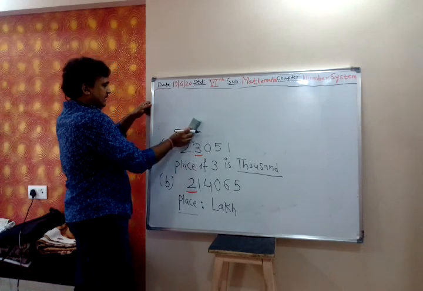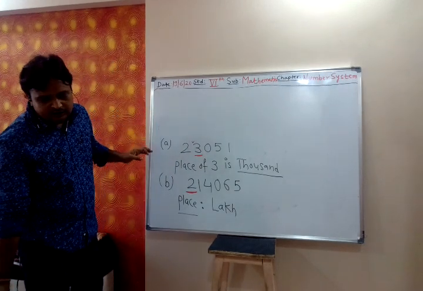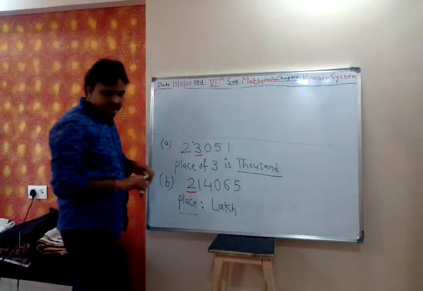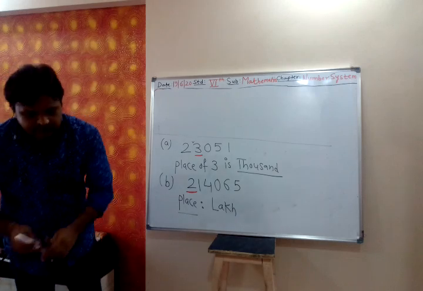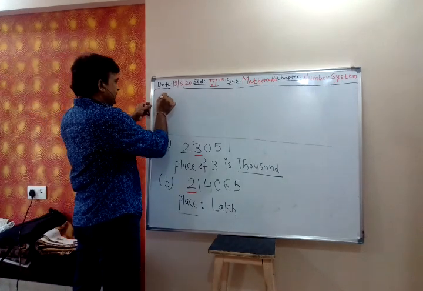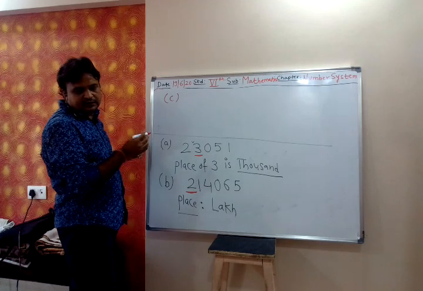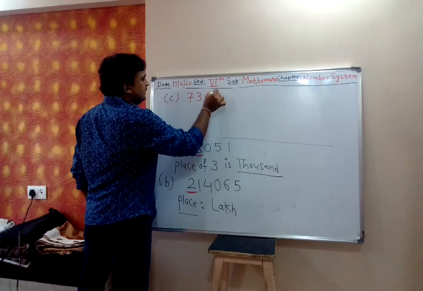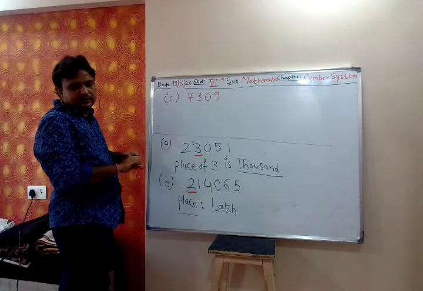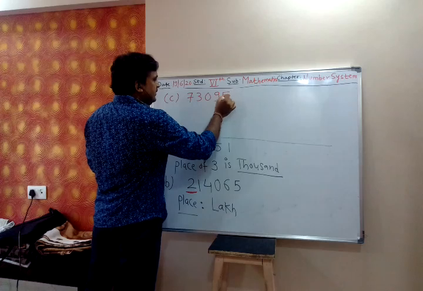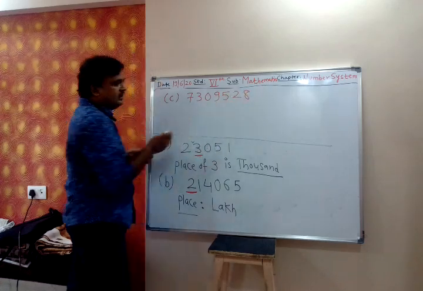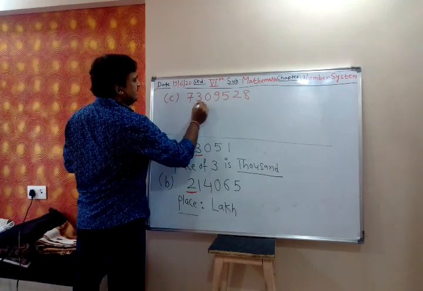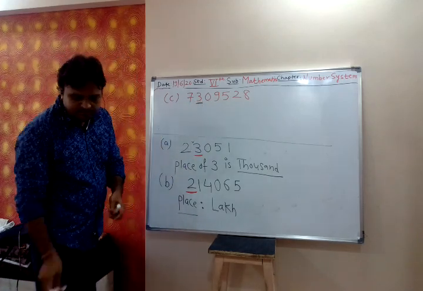Clear? Now A, B done. Now C and D, I am going to give as homework. C is 7309528 and the underlined digit is 3. This 3 is underlined, so you have to write the place.